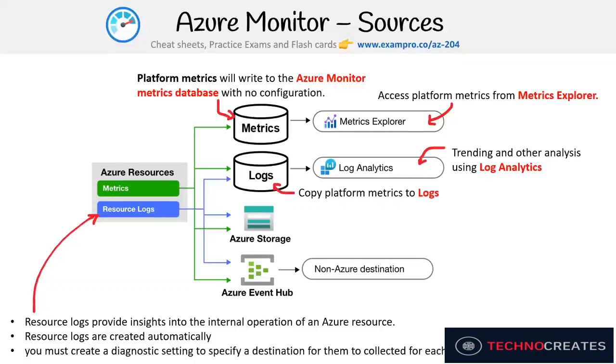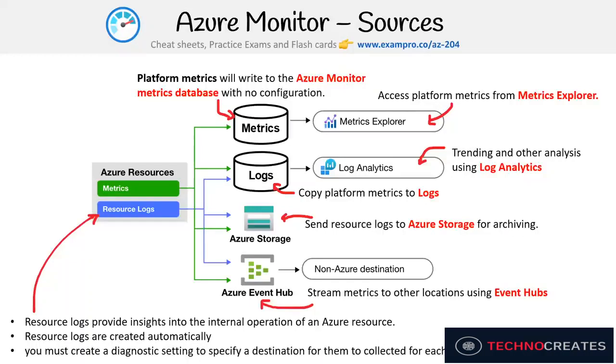You can also copy your platform metrics to logs for analysis. And your resource logs are going to be archived in Azure Storage for long-term backup. If you want to trigger or send your data to other destinations, you can use Event Hubs. That's generally what Event Hubs is for. So there you go.